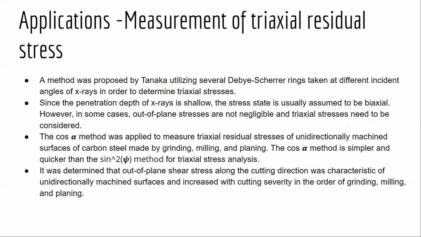The cosine alpha method was applied to measure triaxial residual stresses of unidirectionally machined surfaces of carbon steel made by grinding, milling, and planing. The cosine alpha method is simpler and quicker than the sine squared psi method for triaxial stress analysis. So it was determined that out-of-plane shear stress along the cutting direction was characteristic of unidirectionally machined surfaces and increased with cutting severity in the order of grinding, milling, and then planing.